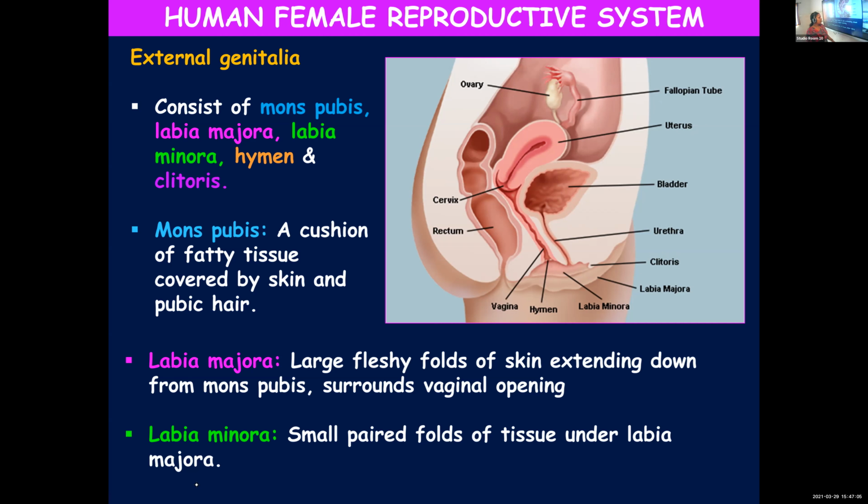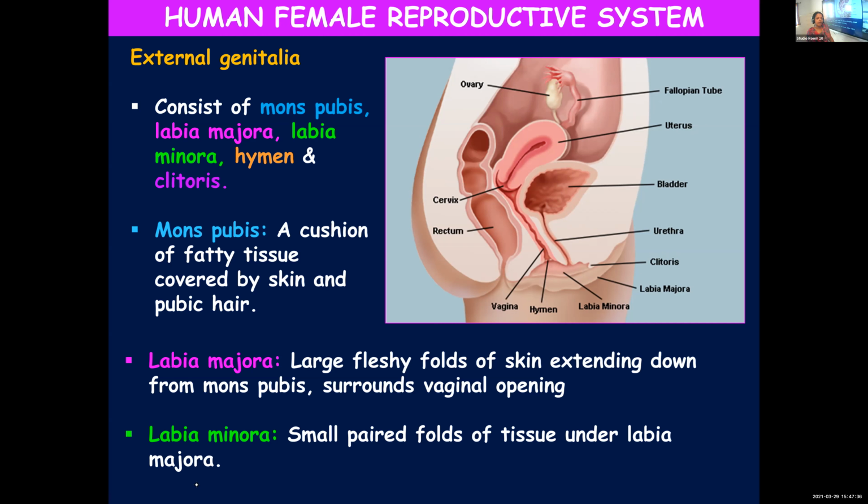Both of them are folds of skin, but labia majora are large folds of skin, and labia minora are small paired folds of tissue, and they lie beneath labia majora. Beneath labia majora, labia minora is present, and the main difference between both is that majora are bigger, large folds of skin, and minora are small folds of skin.